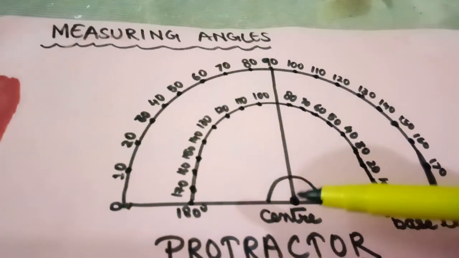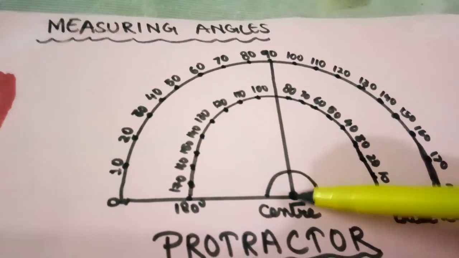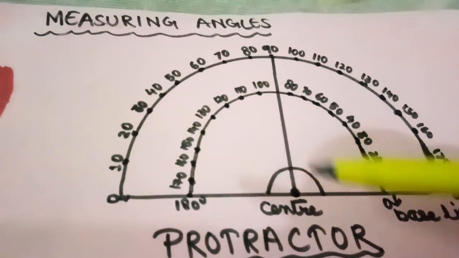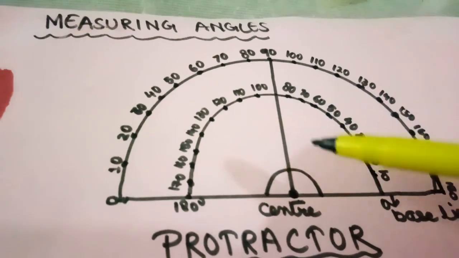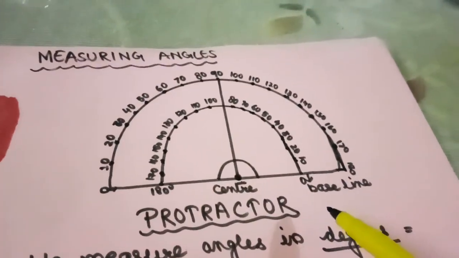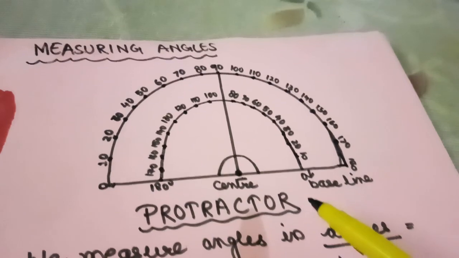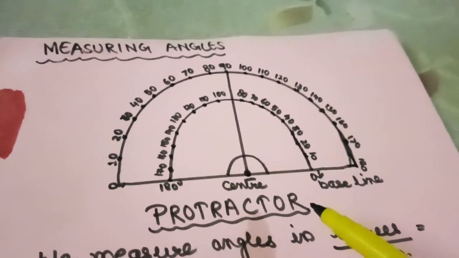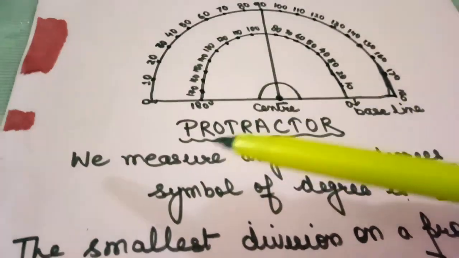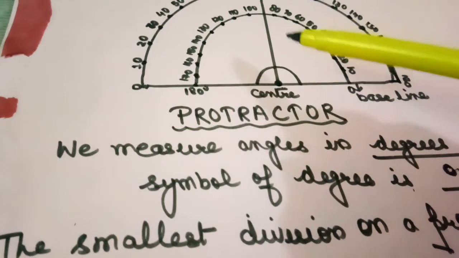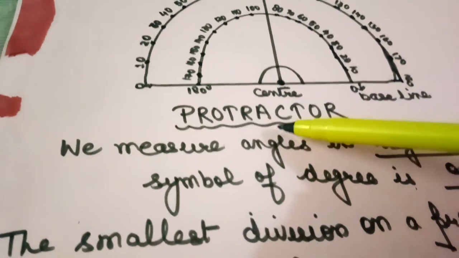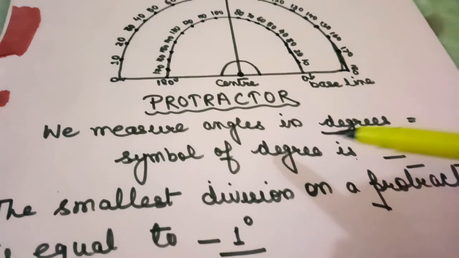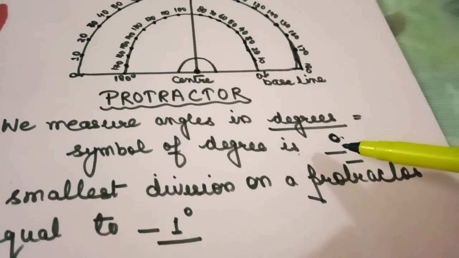So here you can see a point at the center that divides the circle into exactly two halves, and this line is known as the baseline. In another video I'll teach you how to measure angles and how to draw angles, right? So here you just learn that we measure angles with a special instrument known as a protractor, and we measure angles in degrees, and the symbol of degree is this.